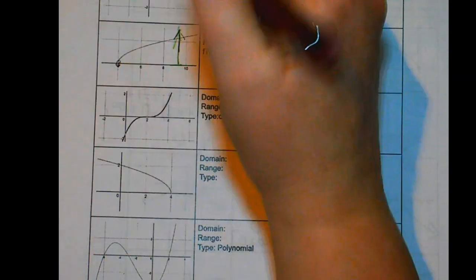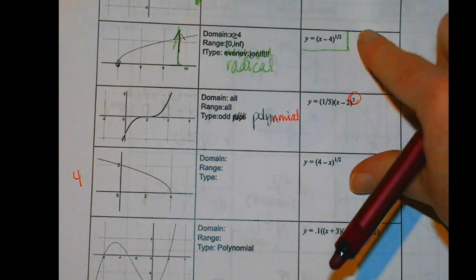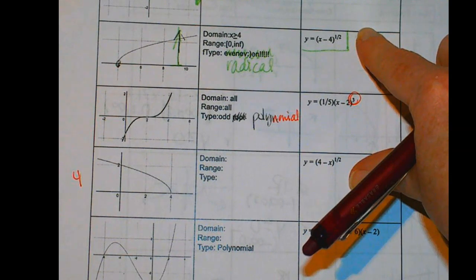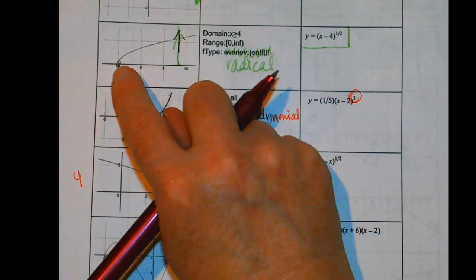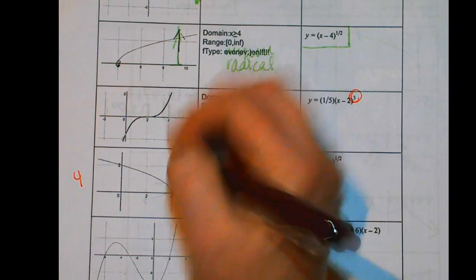The next one, 1, 2, 3, so this is 4. What kind of function is this? It's another radical. It's the same equation, it's just they've been switched, right? It's got a negative x value. So instead of being the standard where it starts and then goes to the right, this one goes backwards. It's been flipped.